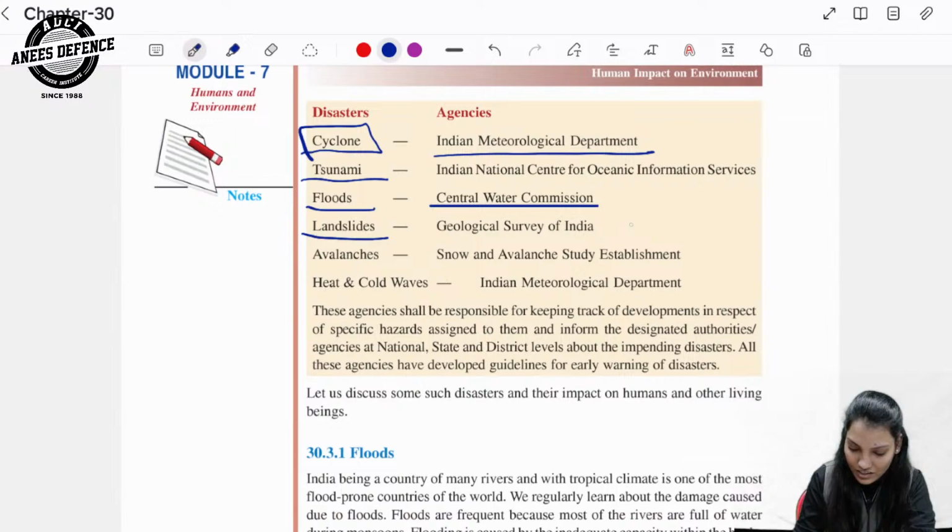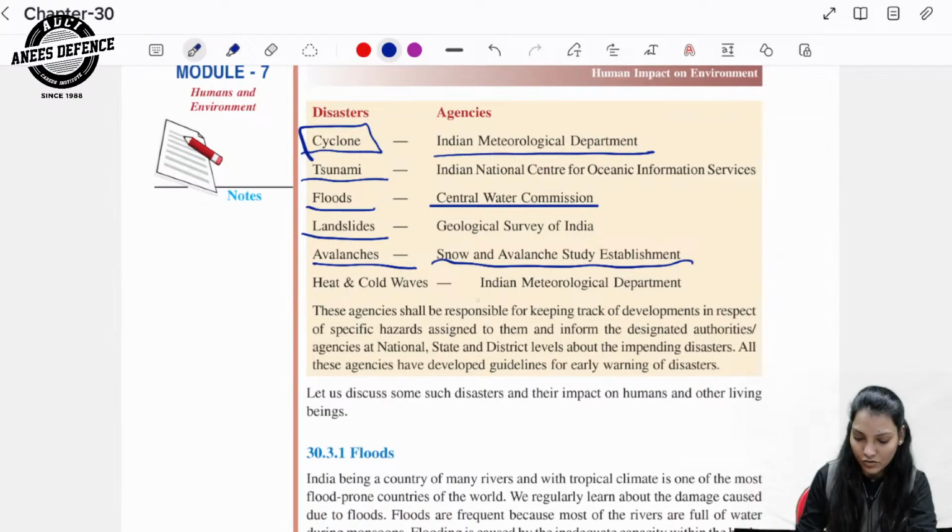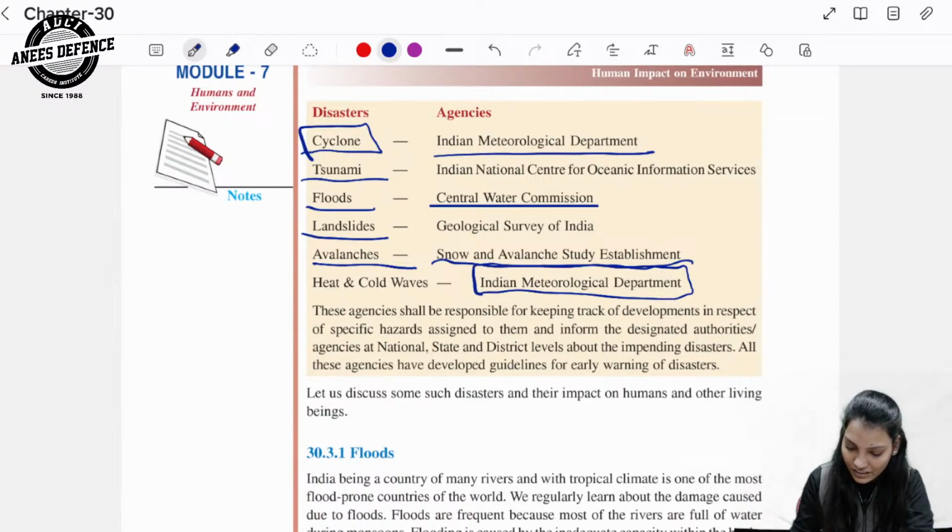For avalanches, which occur in snow areas, where we have glaciers, we have the Snow and Avalanche Study Establishment. This is the agency working for the detection of avalanches. Heat and cold waves: the Indian Meteorological Department is working to give information about the heat and cold waves. So these are the agencies which are responsible for keeping track of the development of these disasters.